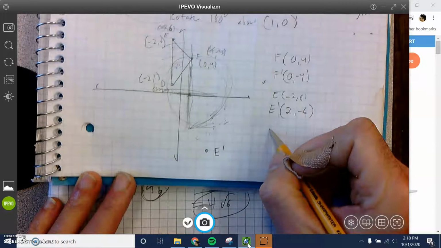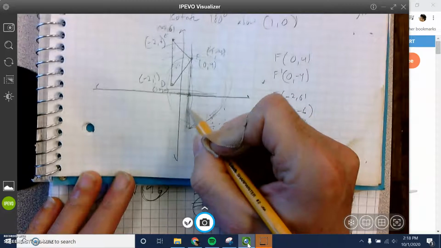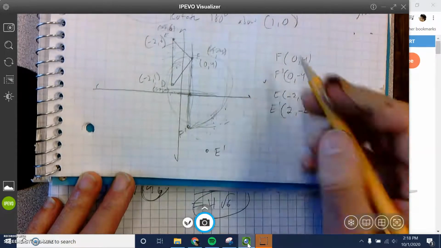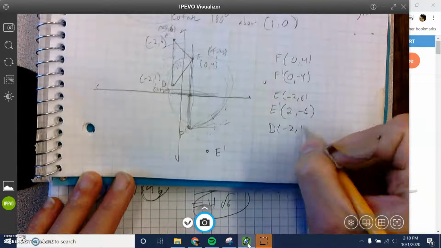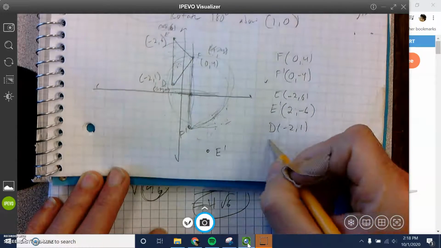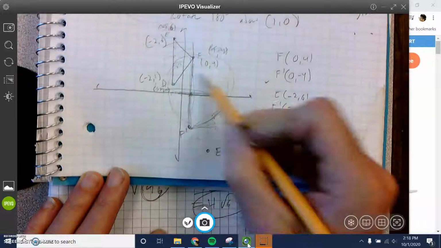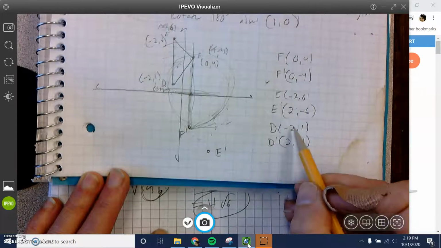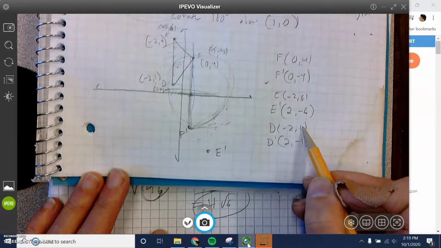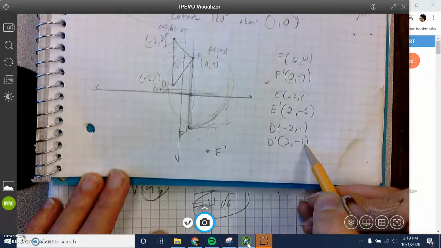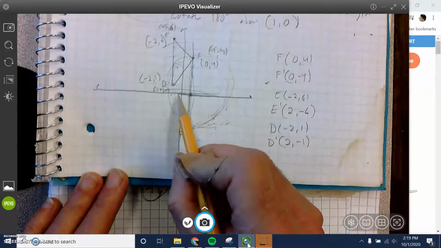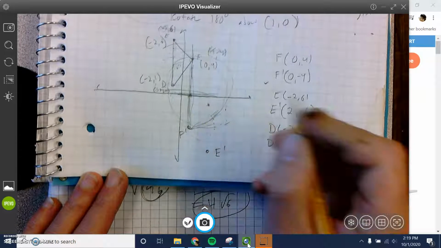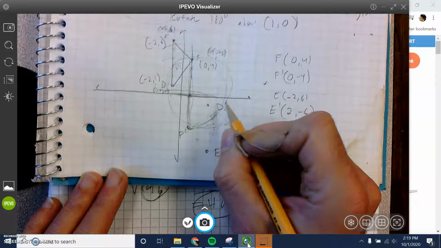Next we got, oh, I forgot 1, 2, 3, 4. This is F prime. Got that. And D. D is negative 2, 1. And so D prime, what do you do when you rotate 180 degrees? You just flip the sign. So negative comes to positive in the X, and positive goes to negative in the Y. So starting here at my, don't start here, you gotta start here. 1, 2, 1. So here is D prime.